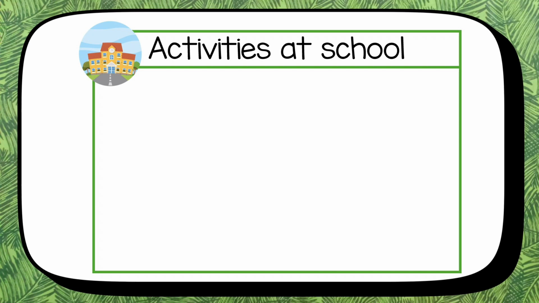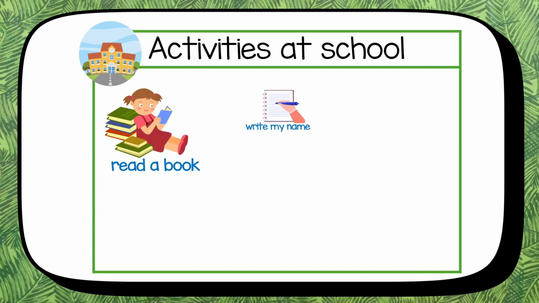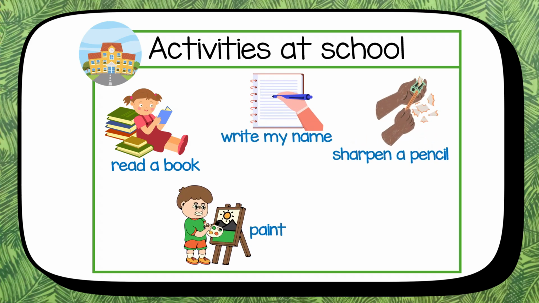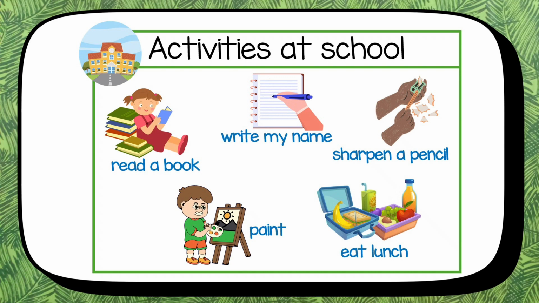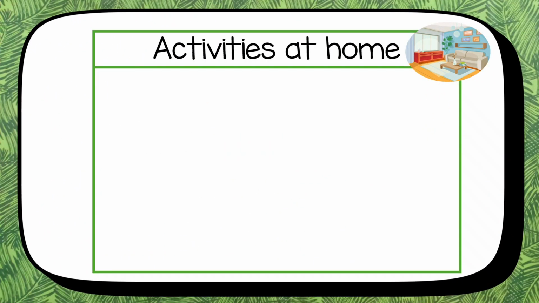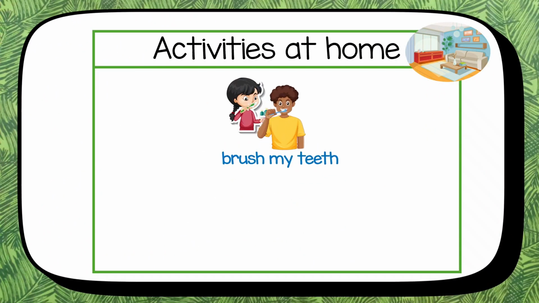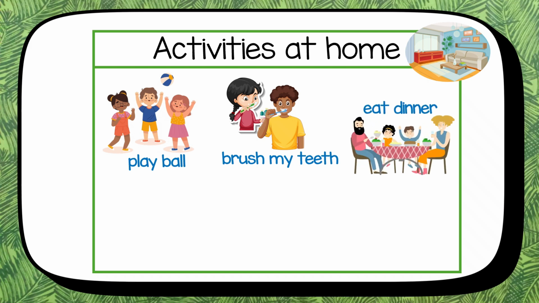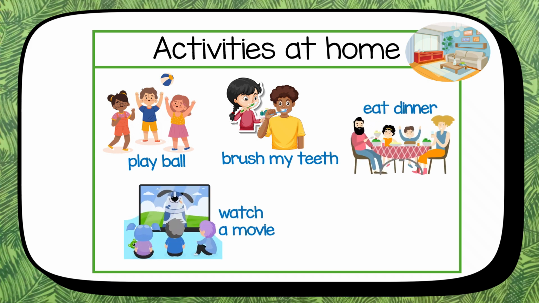What happens at school? We read a book, we write our name, we might sharpen a pencil, we paint beautiful artworks, and we eat lunch. And here are some activities you might do at home. We brush our teeth, we might play a ball game, eat dinner, watch a movie, give someone we love a cuddle.